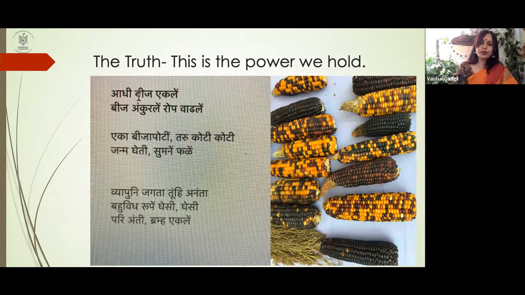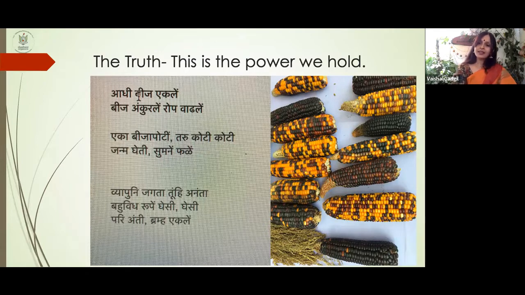So this is a very beautiful word from the sage Sant Tukaram, who was born in Maharashtra. You might have heard of him. And the line that I'm going to read out: Adi bija ekale, bija ankurale, ropa vadhale, which literally means it starts with a seed.